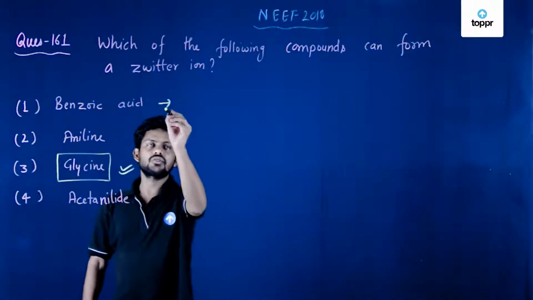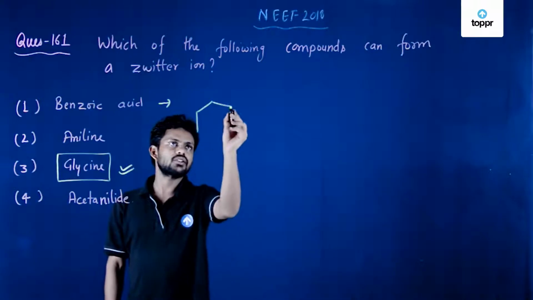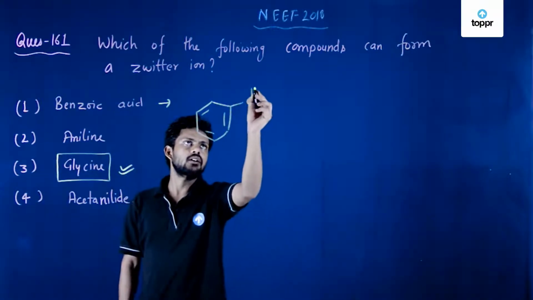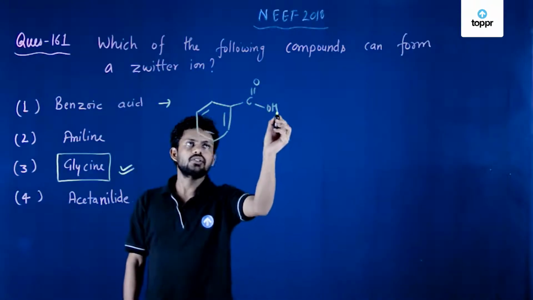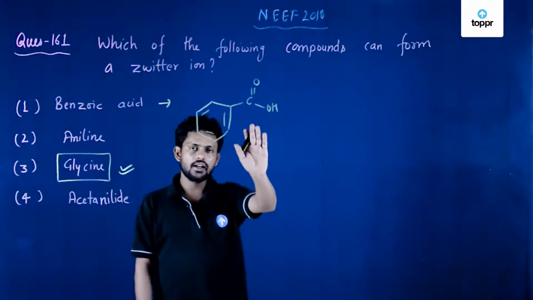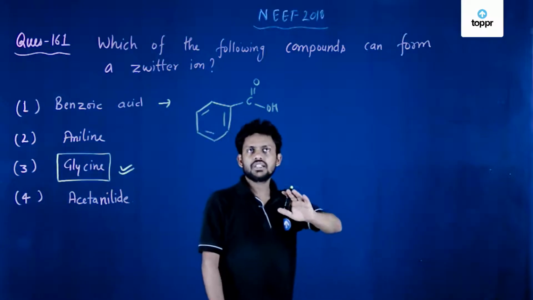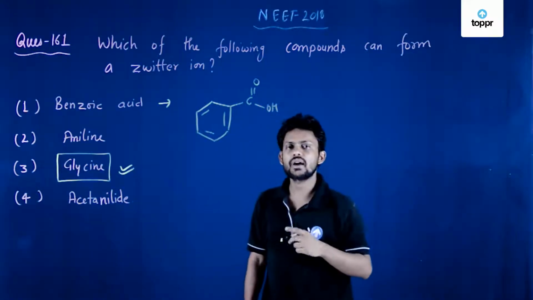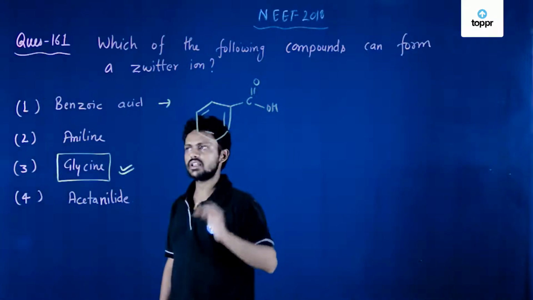If you look at benzoic acid, the structure is this. It has only an acidic group. So even if we play with the pH of the solution, it can donate this proton and acquire a minus charge, but not a plus charge anywhere in this reaction.